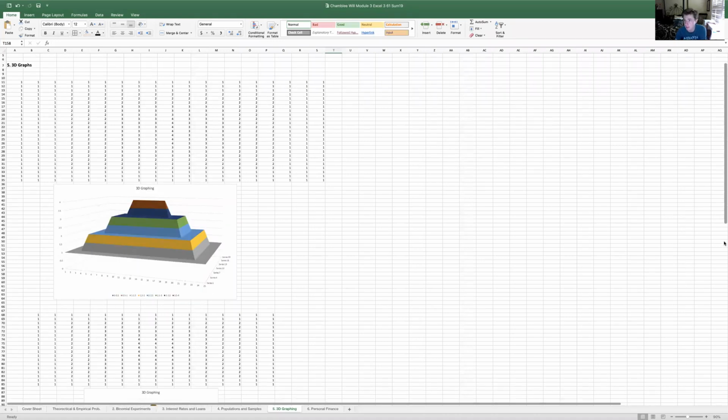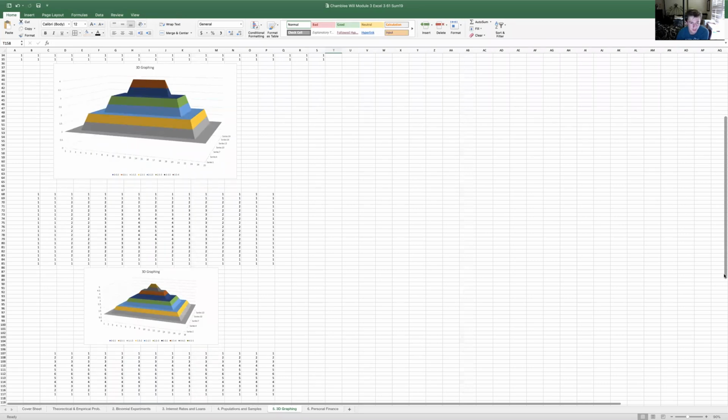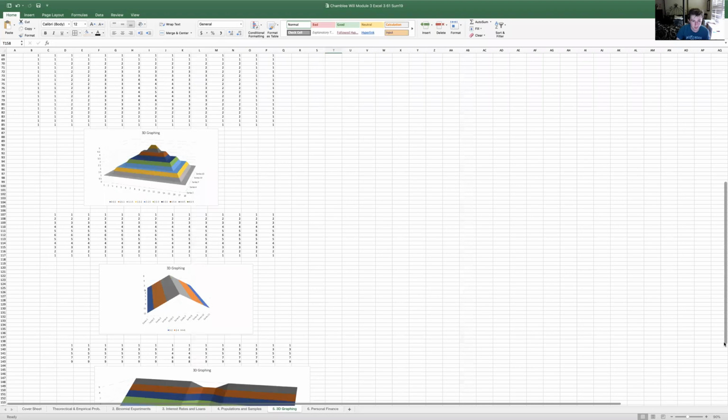3D graphing is a great way of showcasing the data in an interesting way and also an informative way. 3D graphing does something that 2D graphing doesn't do, which is show depth, which again increases the comprehension of the data. You see it here as well, but it also can lie to you.